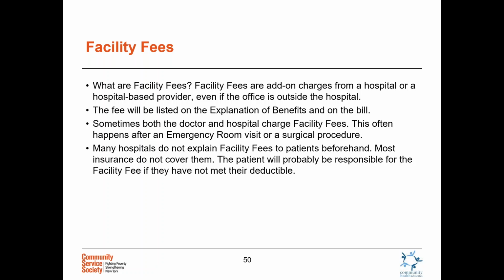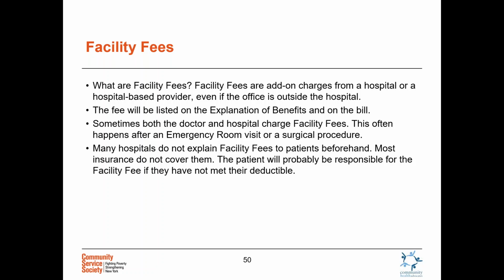might still add on charges known as facility fees. The fee will be listed on the EOB and on the bill. It will usually say facility fee. That's how you can identify it. Sometimes both the doctor and the hospital will charge facility fees, and this often happens after an ER visit or a surgical procedure. Many hospitals do not explain these facility fees to patients beforehand. So oftentimes you'll have a patient who went to the ER for something really simple, thinking, I'll pay my copay, I had a $300 copay or something, and I'll be good. Then, because they have a deductible or cost sharing, all of a sudden they get stuck with this $5,000 facility fee.